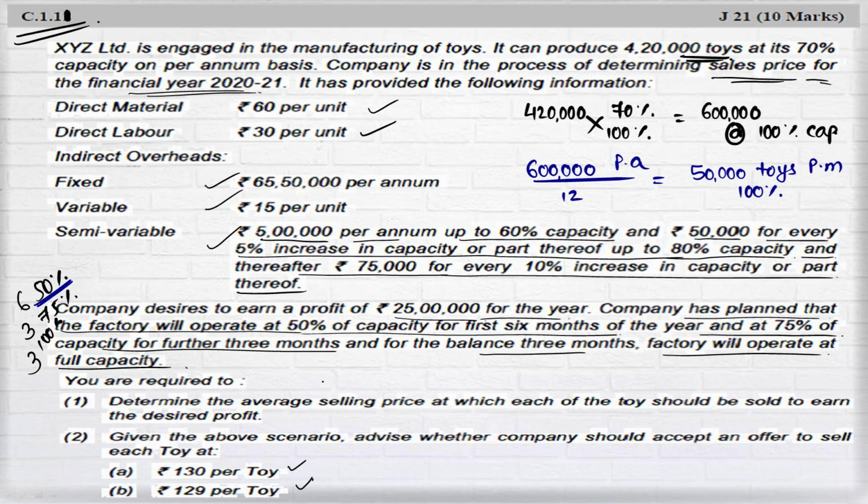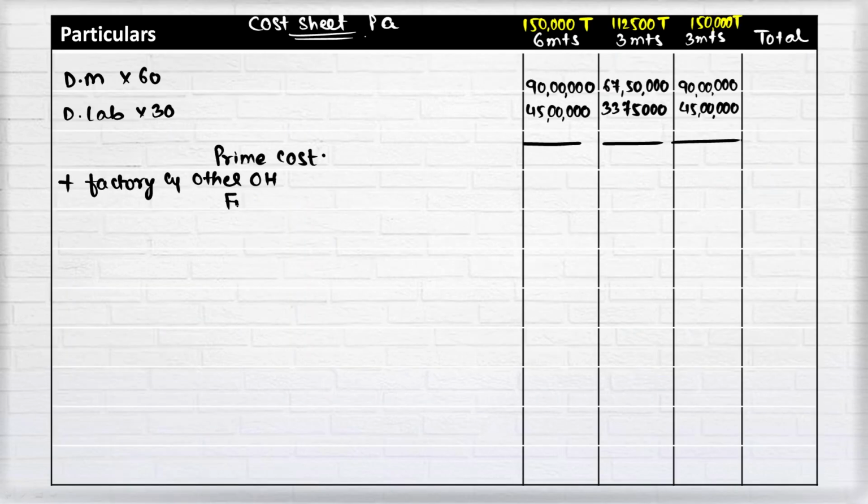Fixed, 65,50,000. Fixed total is 65,50,000. Do you understand why I have done total column? I am not doing total of everything. But whenever I need the segregation, I am writing just in total column.